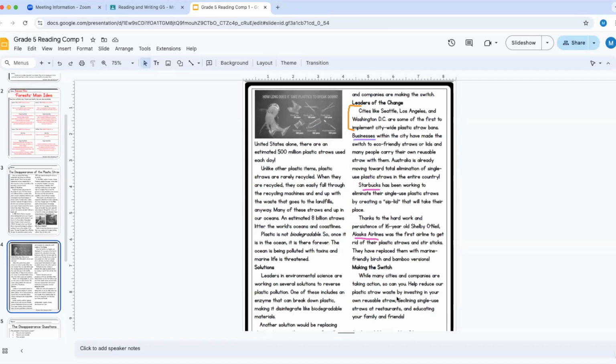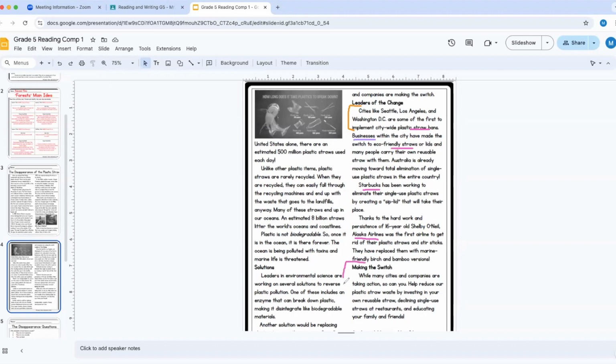Thank you. So that's pretty straightforward. This paragraph is about how cities, as you see here in the orange, and businesses are making changes to make straws more environmentally friendly. That's pretty easy, right? We have the cities that are banning straws. We have the businesses with eco-friendly straws, right? So that was pretty straightforward.